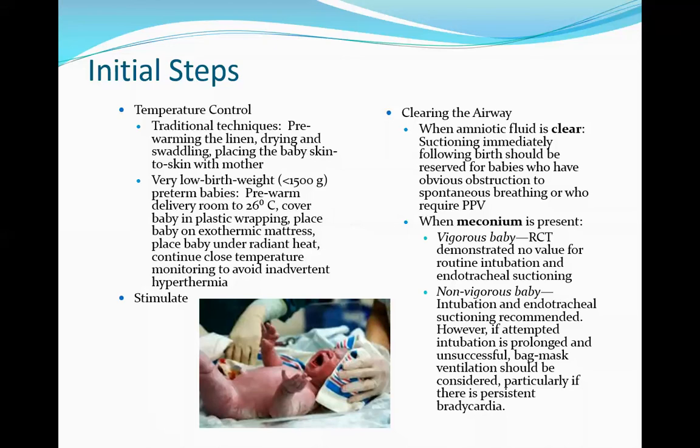Now, when the amniotic fluid is clear, they recommend suctioning immediately following birth should be reserved for babies who have obvious obstruction to spontaneous breathing or who require positive pressure ventilation. However, when meconium is present, evaluate the baby. If the baby is vigorous, randomized control trials have demonstrated no value for routine intubation and endotracheal suctioning. However, in a non-vigorous baby, it is recommended to intubate and then endotracheal suction the baby. However, if the attempted intubation is prolonged and/or unsuccessful, bag mask ventilation should be considered, particularly if there is persistent bradycardia.